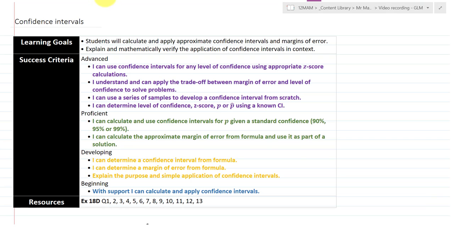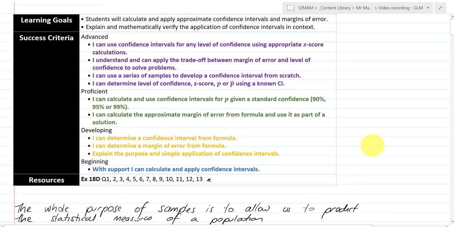Hi and welcome to video 7, unit 4, topic 5, and this is a video on confidence intervals for the Math Methods course. So you'll see our link here to the textbook work that we'll be covering here, and of course our success criteria and learning goals for you to read through and hopefully engage with.